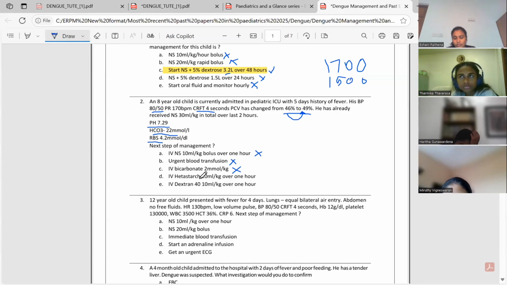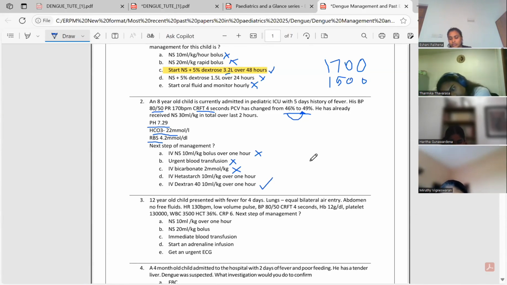Then hetastarch is a colloid. Dextran 40 is also a colloid. You can give either of those. After giving normal saline, if the child is not responding, you go for colloid. That is as per the guideline, isn't it? Out of the 2, in Sri Lanka, we consider Dextran 40 as better. Right? It's a single best answer paper for Sri Lankan doctors. Right? Then you go for Dextran 40.